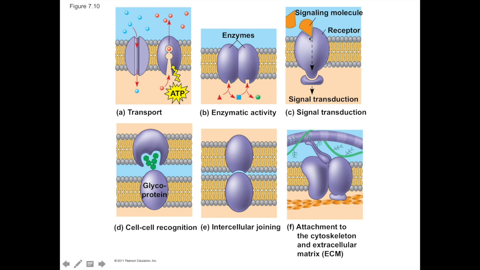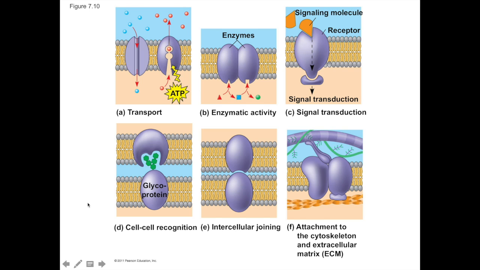The signal is on the outside of the cell, it stays on the outside of the cell, but it causes some kind of change on the inside of the cell. And this is how a lot of your nerves function. They actually don't send molecules into the adjacent nerves, but they relay signals from one neuron or nerve cell to the next one.